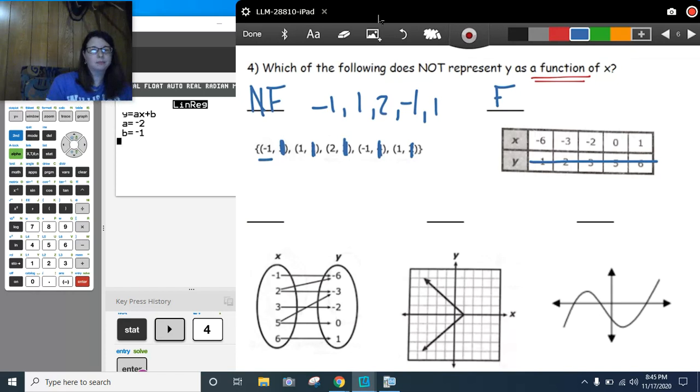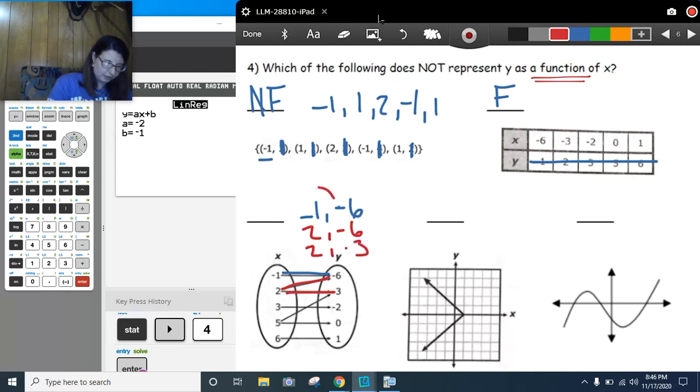Now, on this mapping, what you have here are your x's and your y's. And each of these lines represents an ordered pair. So right now, my first ordered pair, this line right here, tells me that I have -1 and -6. So I only write that -1 down once. But because this right here has 2 lines, it means 2, -6 is an ordered pair and 2, -3. Well, guess what's happening here? My x's are repeating. So because my x's are repeating, this is not a function. Anytime you see 2 lines come from the x, it's not a function.